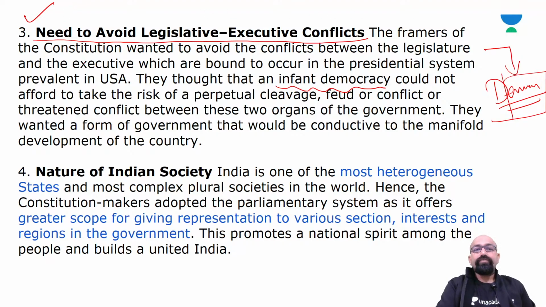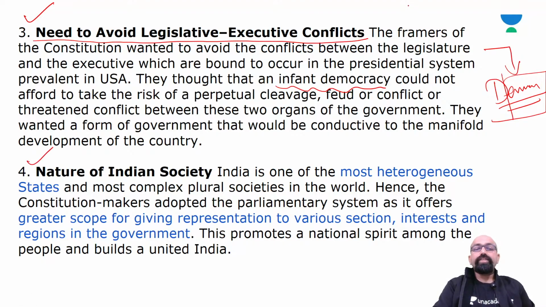So ultimately the conflict between legislative and executive relates with the development of the country. If we want development of our country, then smooth running of government is mandatory, right? So need to avoid legislative and executive conflicts is the reason to adopt parliamentary system of government.